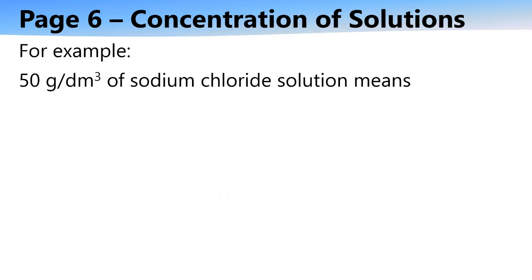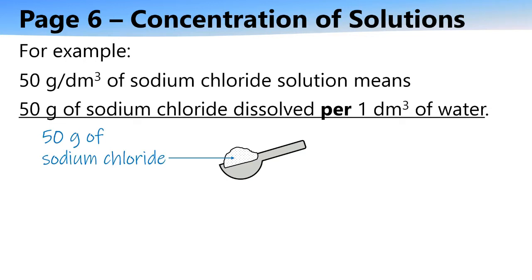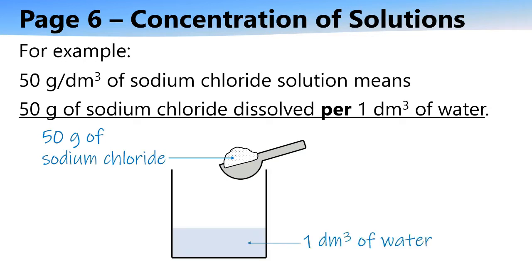For example, 50 gram per dm cube of sodium chloride solution means I have 50 gram of sodium chloride dissolved per 1 dm cube of water. So let's say I have 50 gram of sodium chloride here, and I have 1 dm cube of water. So 50 gram per dm cube would be this amount of sodium chloride being dissolved in the 1 dm cube of water.